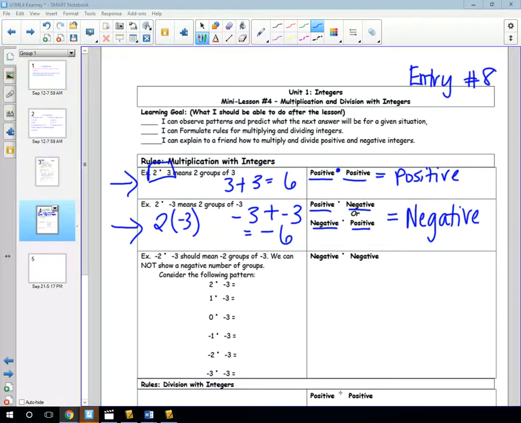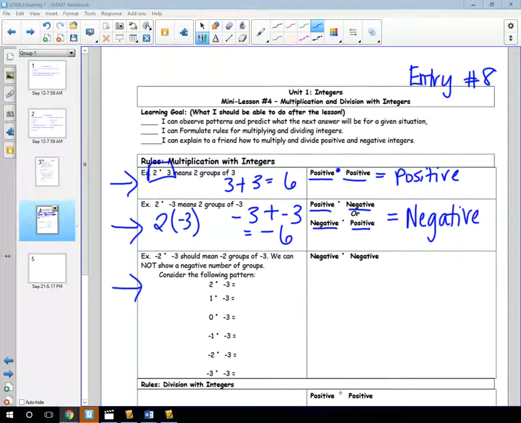Okay? So right now we've learned a positive times a positive is positive. A positive times a negative is negative. Okay, and I'm going to show you an easy way to remember this in just a few minutes. And then the next thing, this is where it gets kind of complicated. If we have a negative times a negative, typically instead of saying times, we're saying groups of. So we would say negative 2 times negative 3 should mean negative 2 groups of negative 3. But we can't have negative groups, can we? We can have negative numbers in the groups. We can't have a negative number of groups.